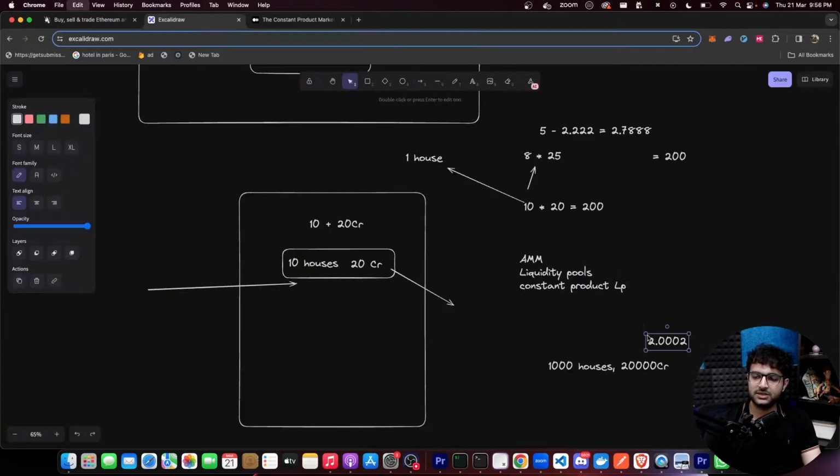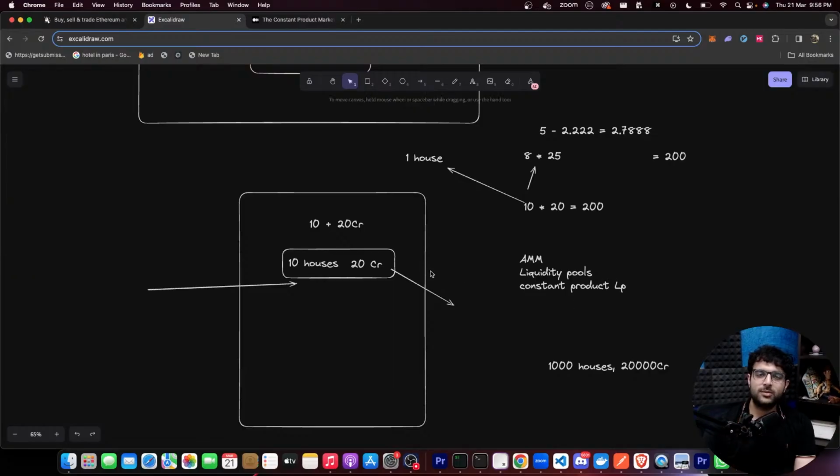Then the first person would have had to pay only 2.0002 CR if the liquidity pool was highly liquid, if it had a lot of houses and a lot of INR in there. Since we only have 10 houses and 20 CR in here, the first house that was bought was for 2.222. But if the liquidity pool was very solid, had 1,000 houses and 20,000 CR, then the first person would have had to pay only 2.002 CR.